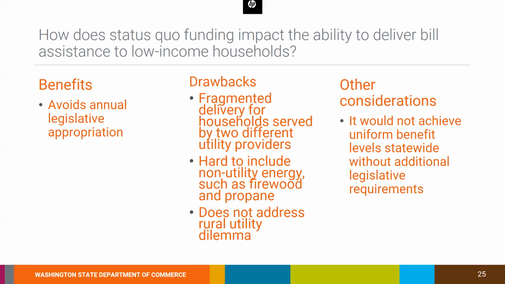So why don't you just do that? Why don't you just say, you guys aren't gonna get in trouble if you spend up to 3% of your revenues on low income.